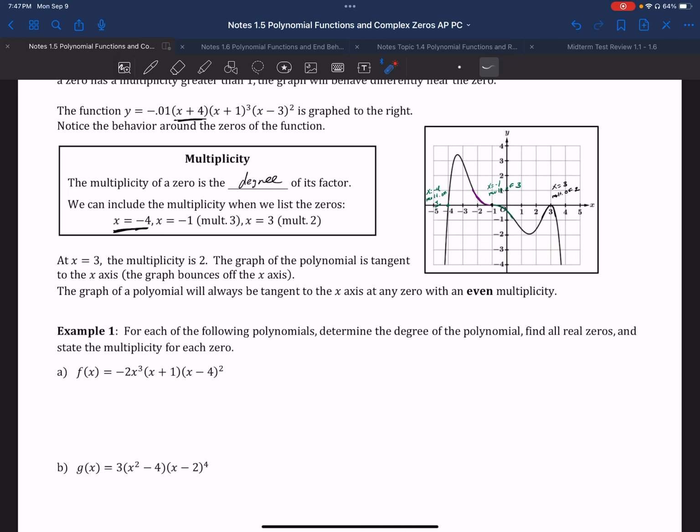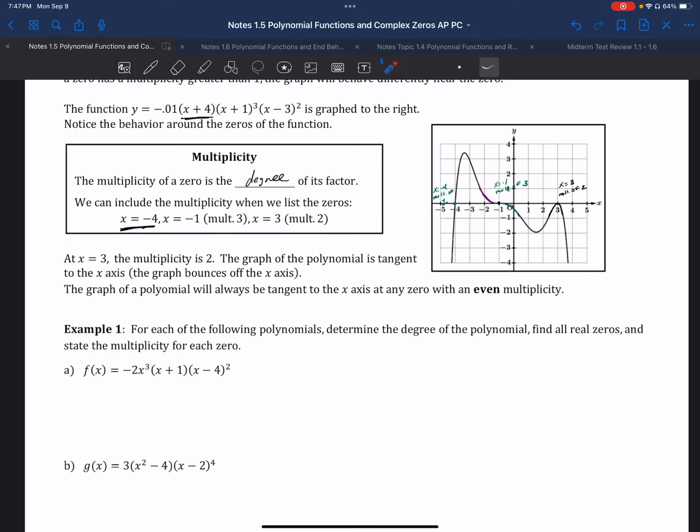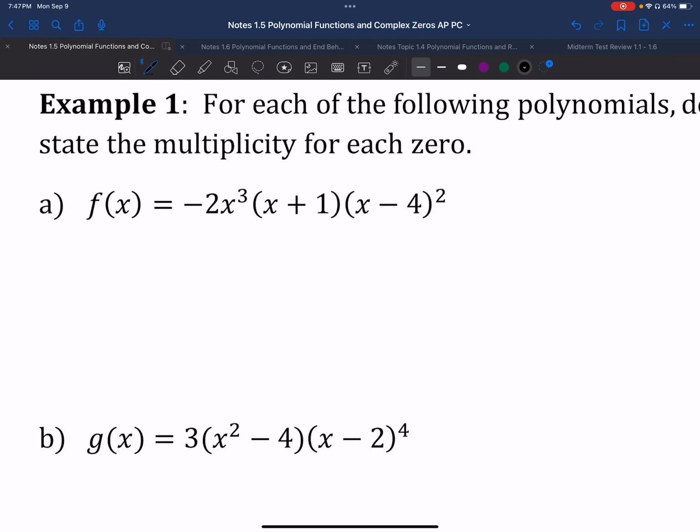So let's look at example number 1. It says for each of the following polynomials, determine the degree of the polynomial, find all real zeros, and state the multiplicity for each zero. So I'm going to zoom in here, and then I'm going to find each of the zeros. I do like to put parentheses on it, and then before I get started, I like to ask myself how many of the parentheses have x's inside of them, or how many of them will give me zeros. Well, I'll have 1, 2, 3. So I'll have 3 distinct zeros, or 3 different zeros to work with, and then I can use the exponents to figure out the multiplicity.